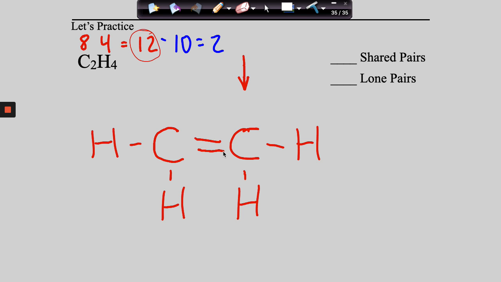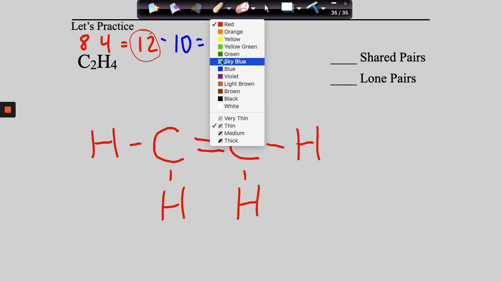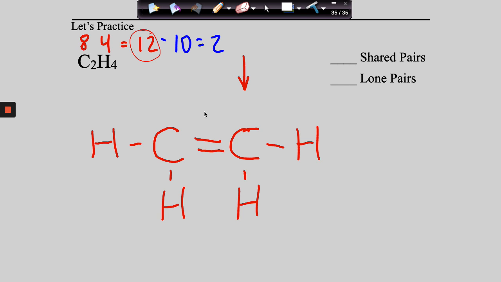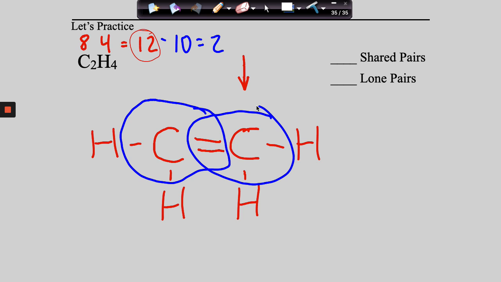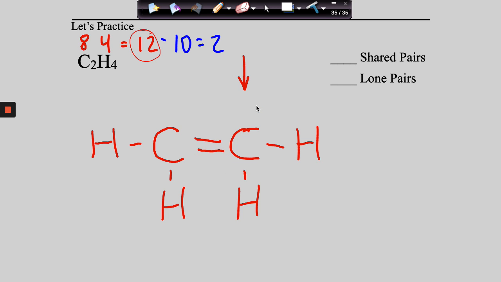Now guys, some of you are probably scribbling right now because you've been taking notes in pen. Guys, when you do the homework, write big and do the stuff in pencil. Okay, so now let's take a look at the octet rule. So now we've got this carbon, and that carbon has got 8 electrons, and we look at this carbon, and that carbon has got 8 electrons, and they've both now fulfilled the octet rule.